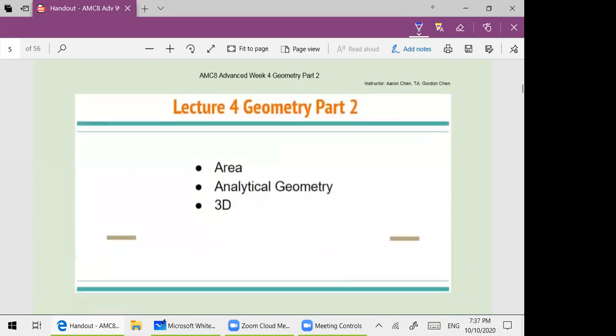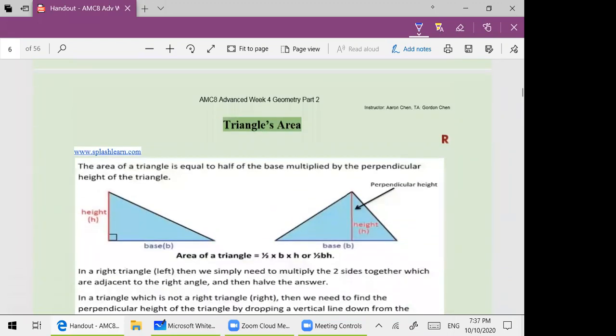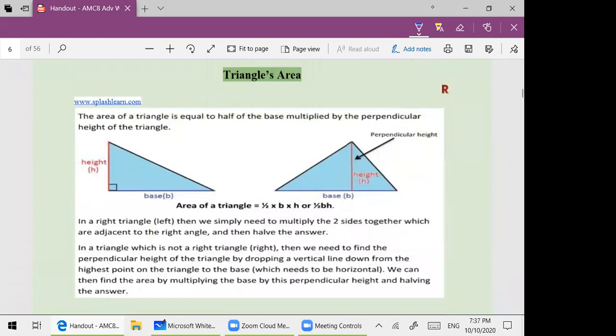So now this is going to be an overview of what we're covering in class today: area, analytic geometry, and 3D geometry. So first of all, the area of triangles. The area of a triangle is just the base times the height over 2.